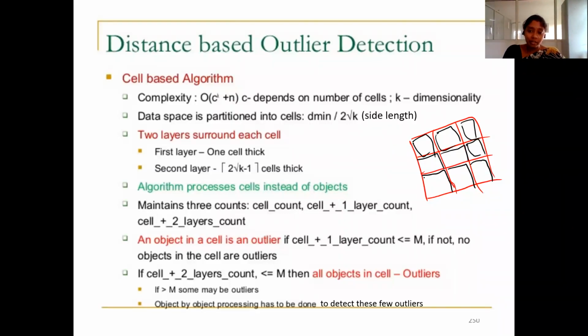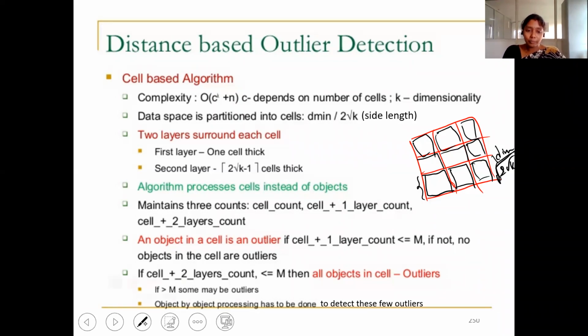And here each cell has the side length of d min by 2 root k. D min by 2 root k is the side length of each cell. And next, we need to have three counts to identify the outliers.